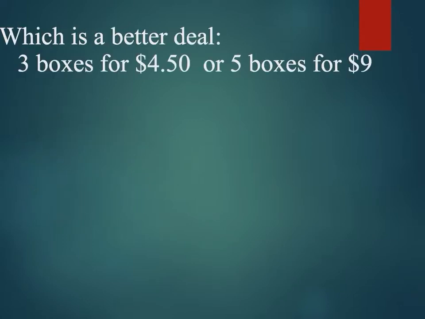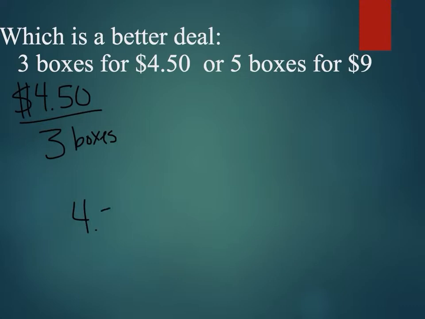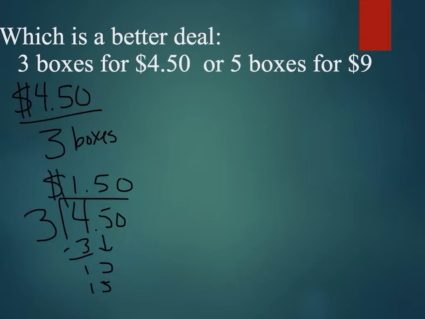Which is a better deal? 3 boxes of cereal for $4.50 or 5 boxes for $9? Let's take a look. We have $4.50 and we get 3 boxes. If I want to know how much each box costs, I would take $4.50 and divide it by 3. That's 15, so each box here costs $1.50.